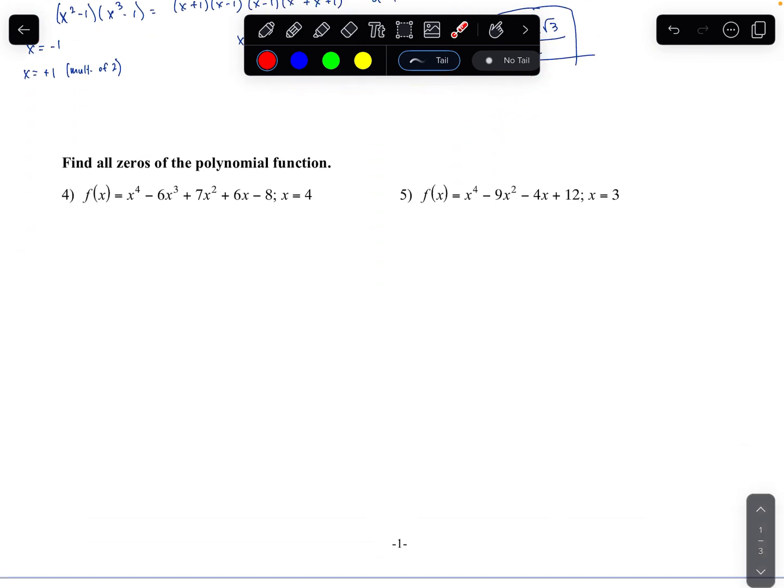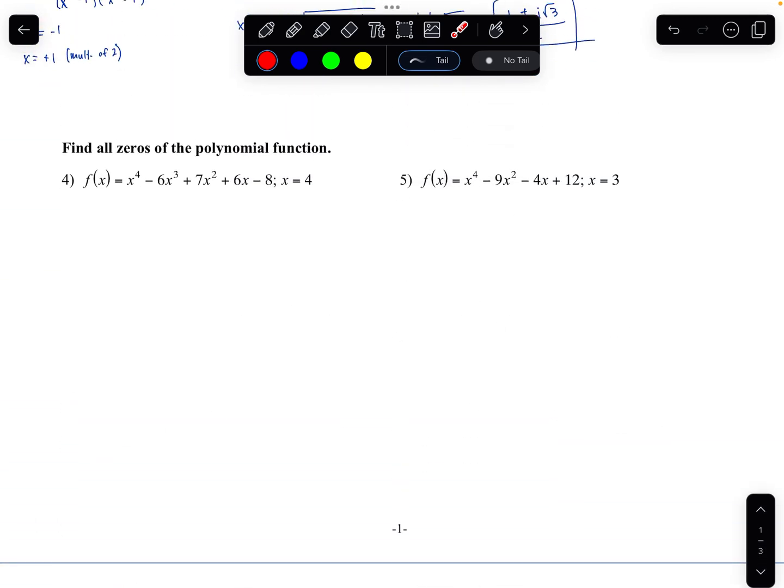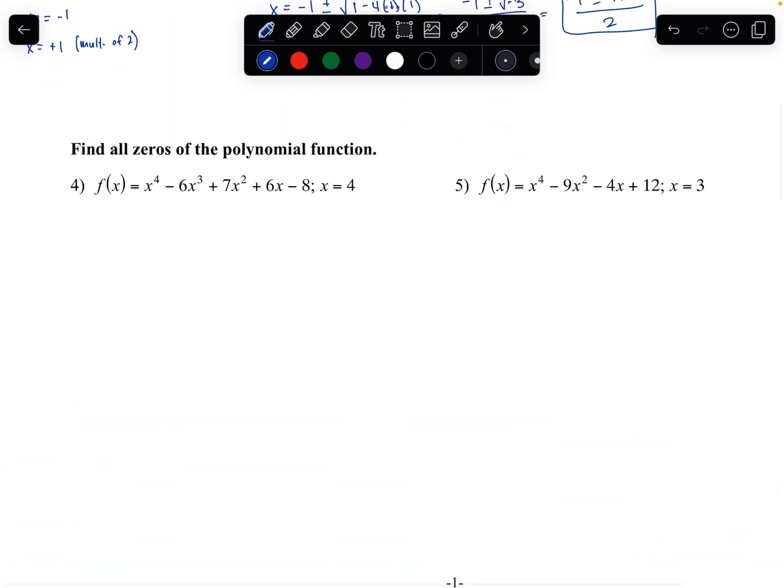Okay, find all the zeros of the polynomial. So really not changing anything about what we're doing. But in this case right here, notice that a 0 is already given to us. So this is going to have 4 solutions. We have one of them. So we're going to use synthetic division.